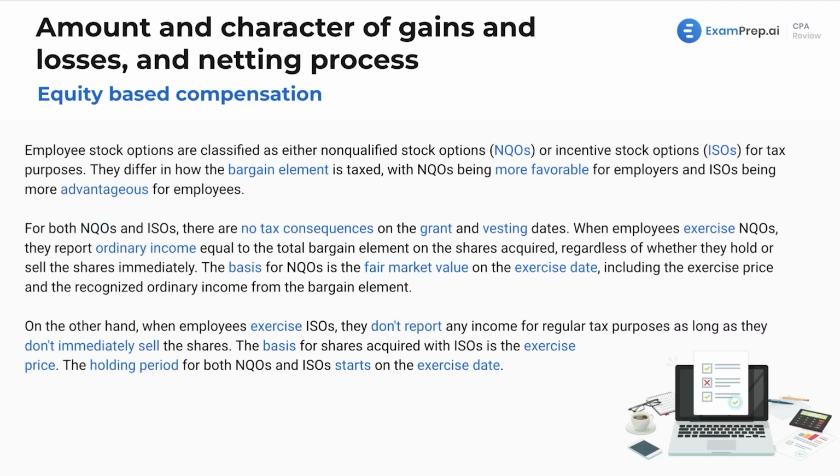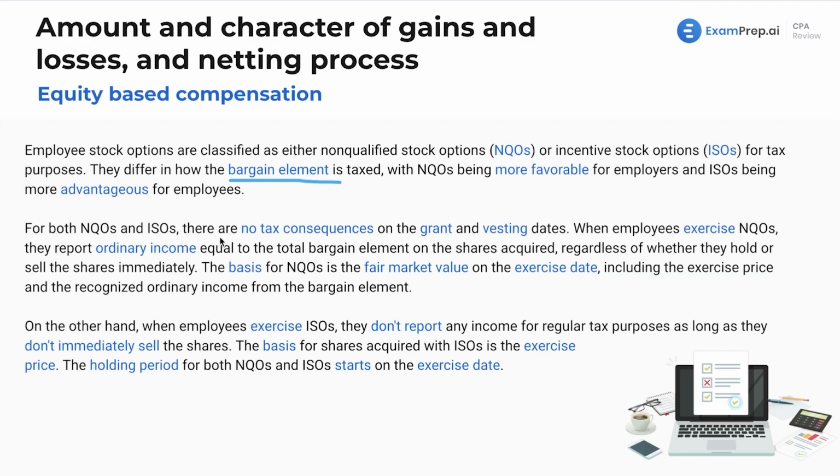All right, as we saw, the classifications for these employee stock options are classified as either non-qualified or incentive for tax purposes. They differ in how this bargain element is taxed. The bargain element essentially just being your gain, as we talked about on the prior slide, with NQOs being more favorable for employers and ISOs being more advantageous for employees. Let's not get into why a company would choose one or the other. We just need to know how to understand the taxation ramifications for all of these.